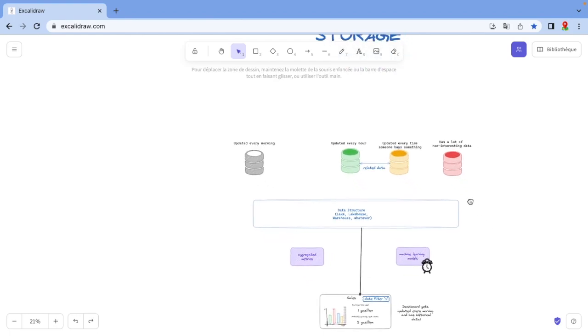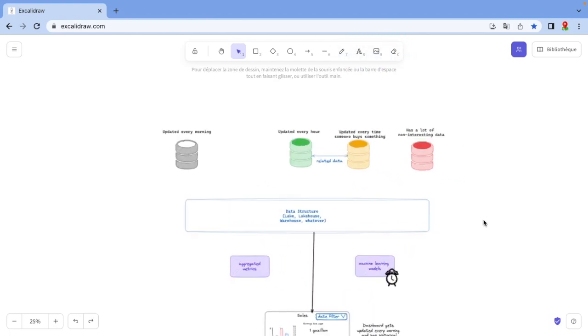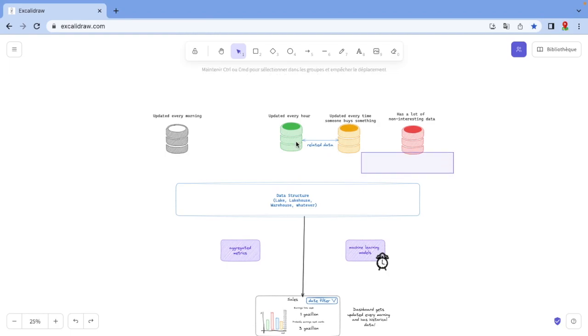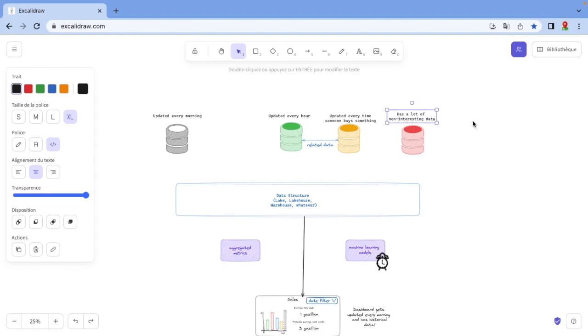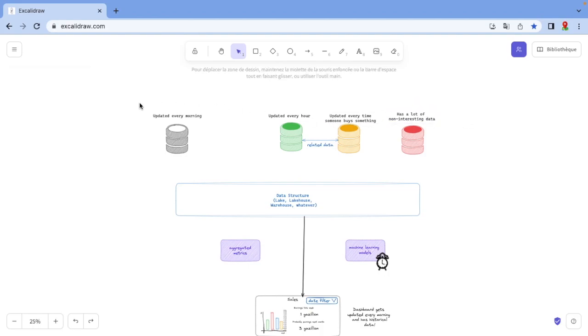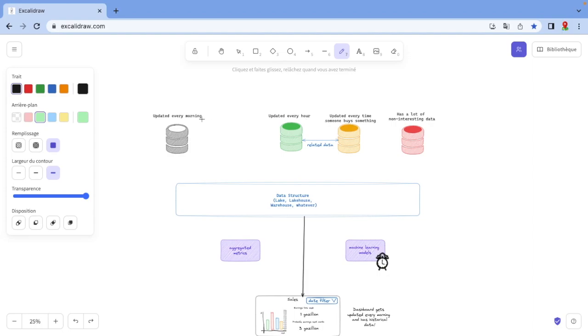In this solution that is needed, we have 4 data sources, right? And each one has its specifications. Here they are very simple specifications. Usually each source is way more complex, but this one is updated every morning, this one every hour, and this one every time someone buys something, and this one has a lot of non-interesting data, so we would have to do some kind of transformation or filtering.